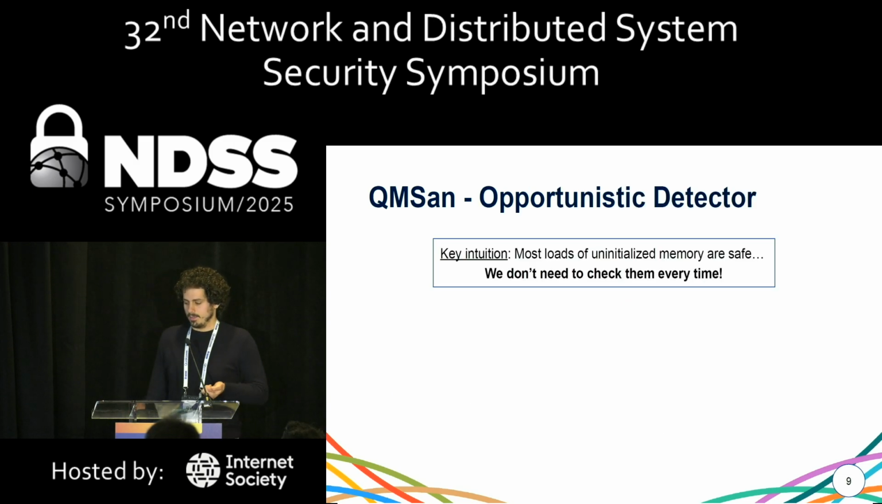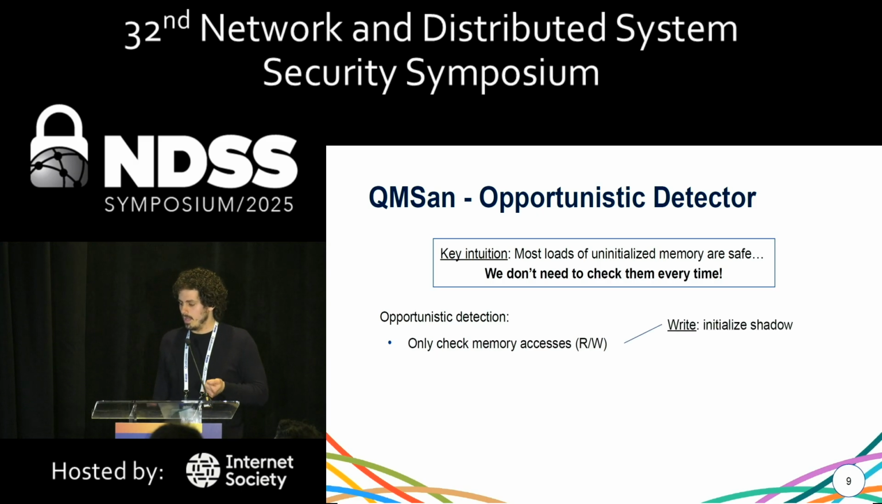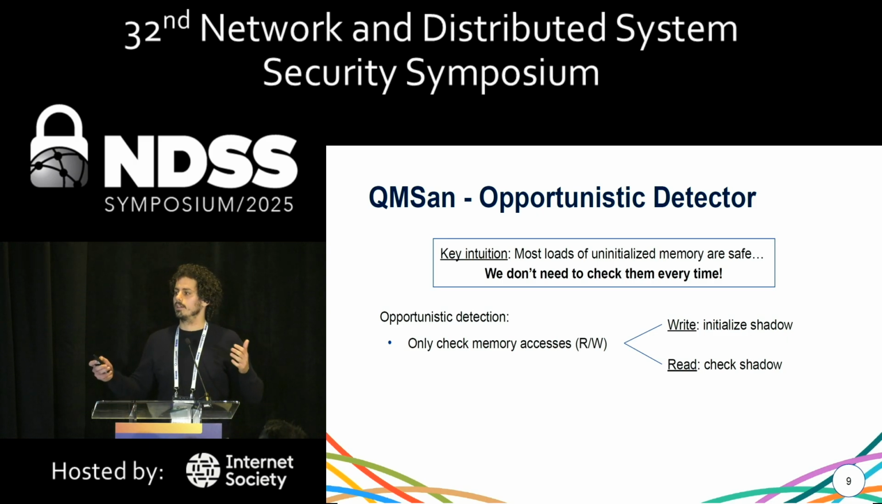The key intuition behind the opportunistic detector is that most loads of uninitialized memory are safe, so we don't need to pay the extra cost of expensive instrumentation every time. We can just check them the first time and then use inexpensive instrumentation the next time we see them. So the opportunistic detector only checks memory accesses, both read and write operations. When it detects a write operation, it initializes the shadow memory of the target, while when it reads, we check the shadow memory of the target. If it is initialized, we can keep going with the execution because we cannot have a use of uninitialized memory if we are reading initialized memory.